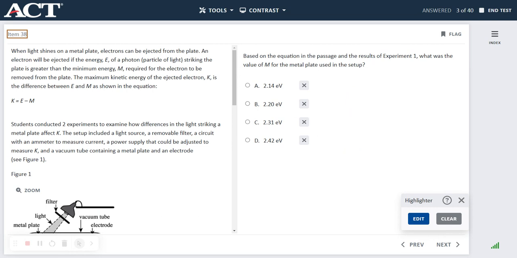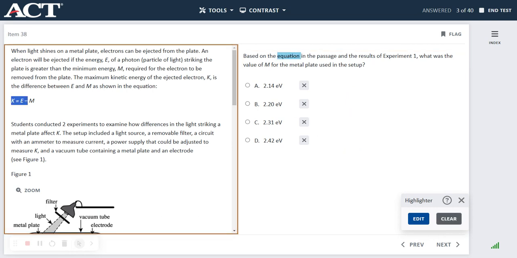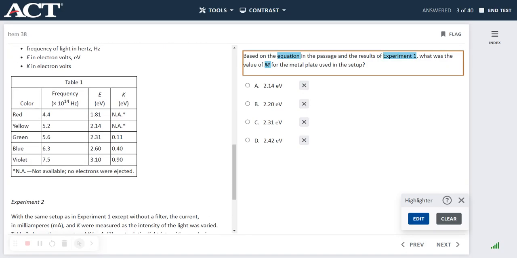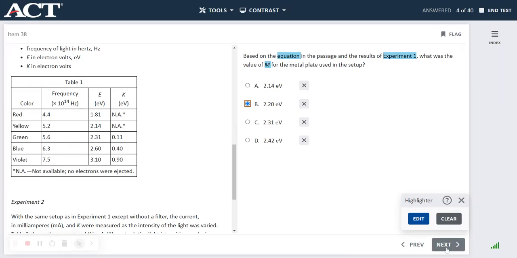Based on the equation in the passage and the results of experiment 1, what was the value for M, the metal plate used in the setup? Okay, so to get M, K equals E minus M. We're going to change it around algebraically. M equals E minus K. So we have 2.3 minus 0.1. It's going to be about 2.2. Let's double check it on another one. 2.6 minus 0.4, 2.2. So B.